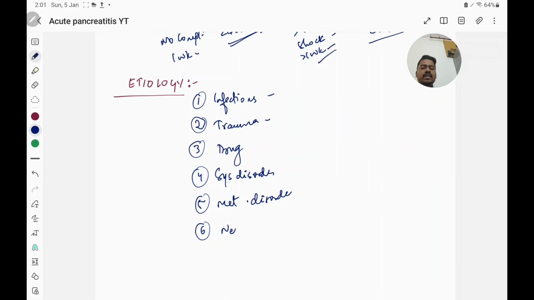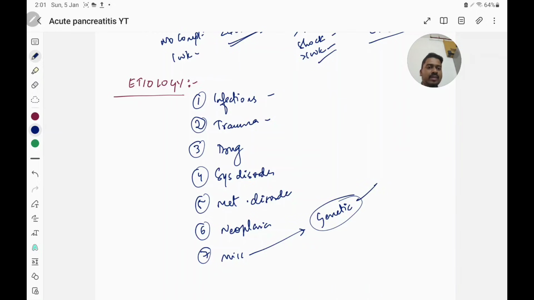Sixth is neoplasia, okay. And seventh is miscellaneous causes, which includes mainly genetic. Nowadays, with the invention of whole exome sequencing and genetic studies, it is easy to identify genetic causes of pancreatitis. Also, we have anatomical defects, okay.